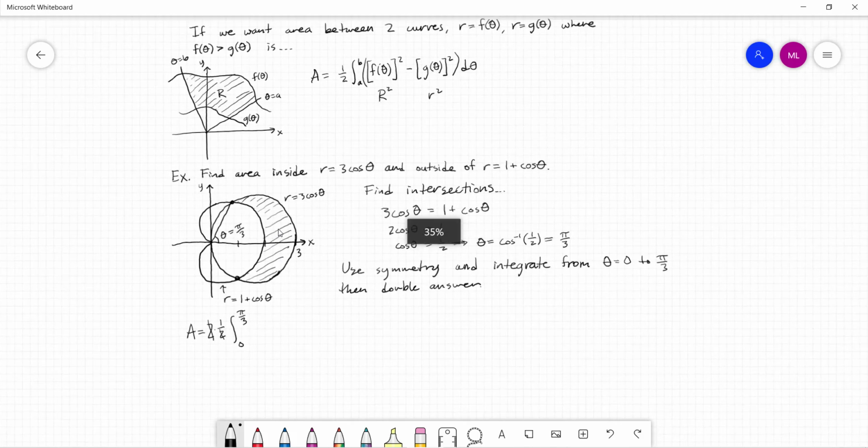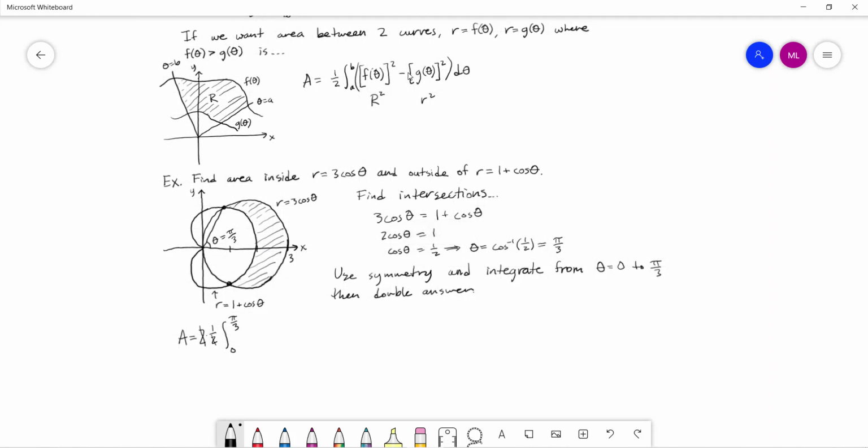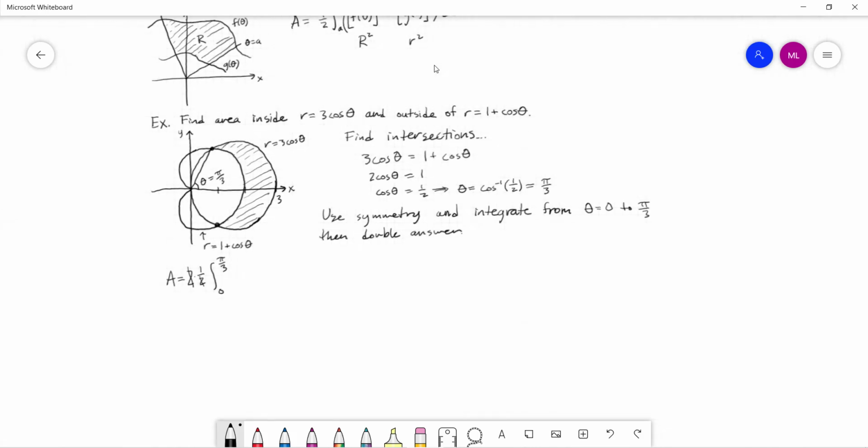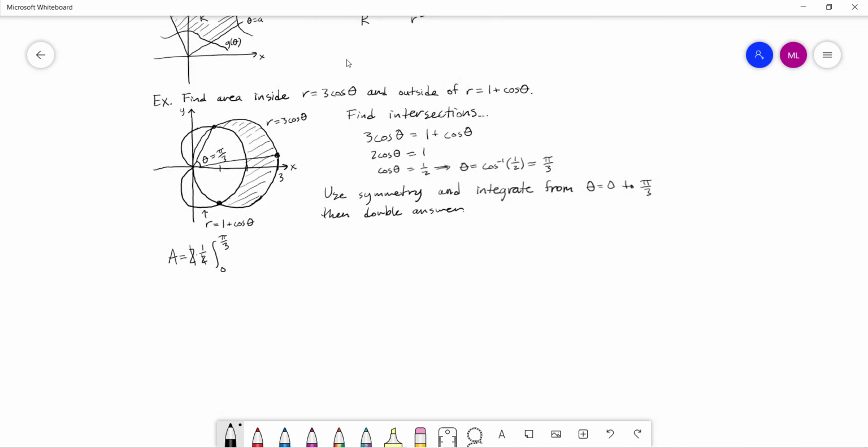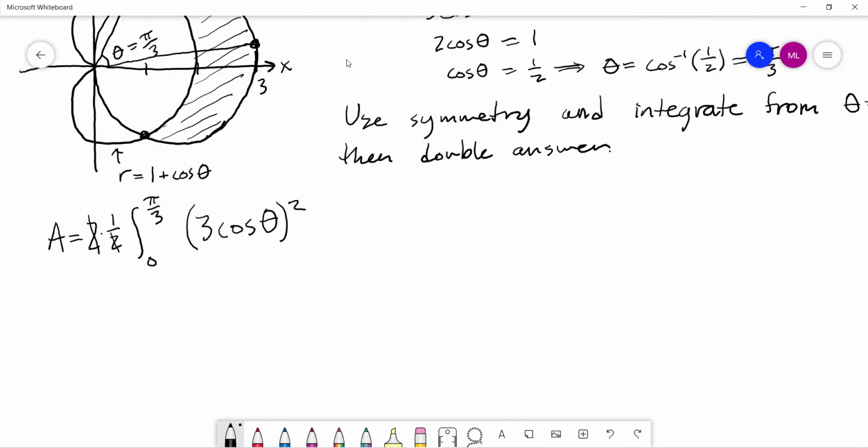Now I just need the outer radius squared minus the inner radius squared. So the outer radius at any given one of these points is the circle. It's the 3 cosine theta squared term. So the 3 cosine of theta squared. From that, I'm going to subtract, zoom in, try to write a little more neatly here. The other one was 1 plus cosine of theta squared d theta. Let's make it clear we're integrating that whole mess.